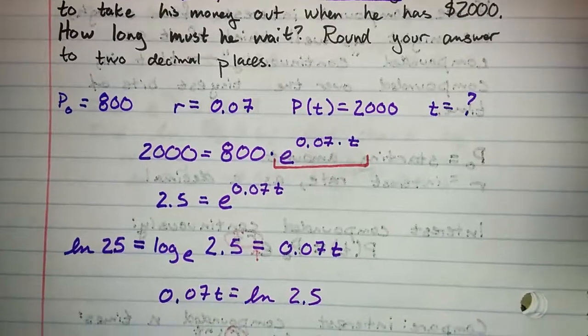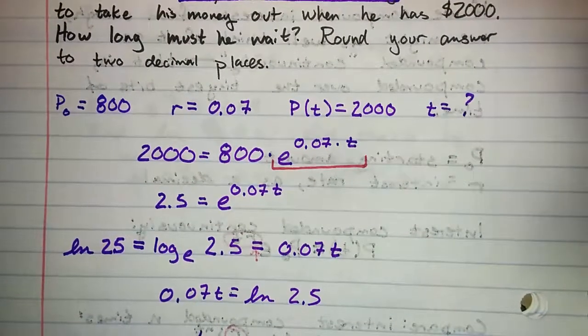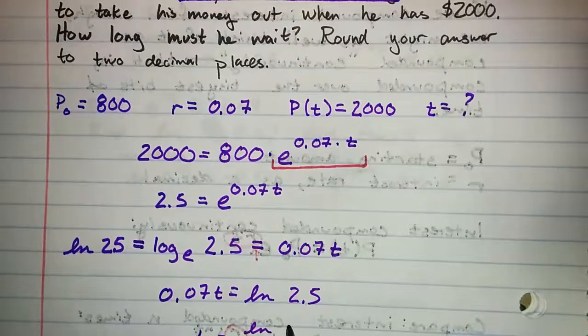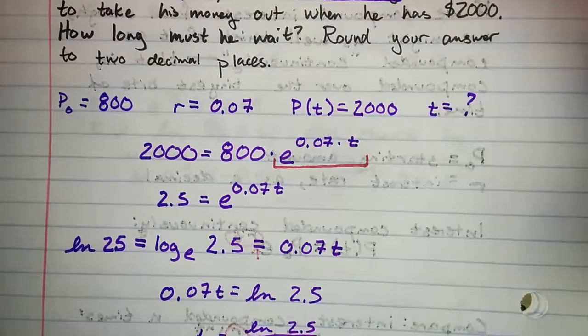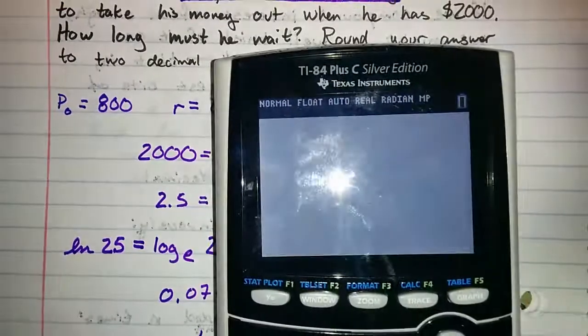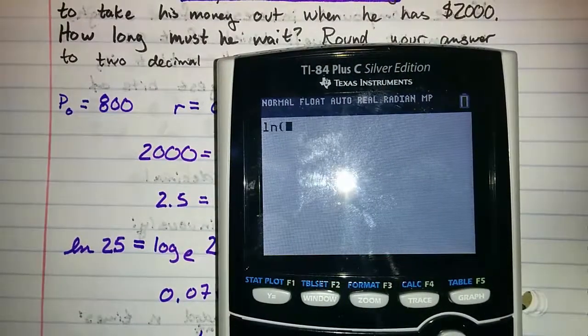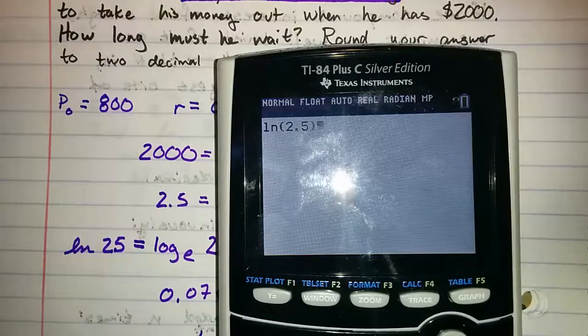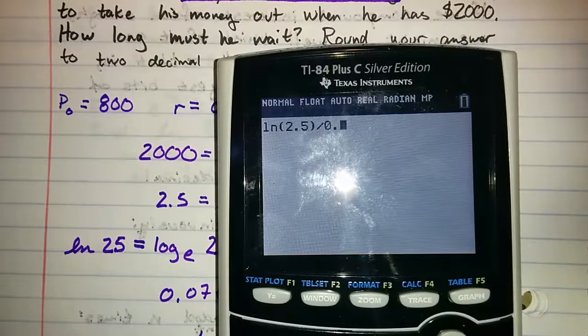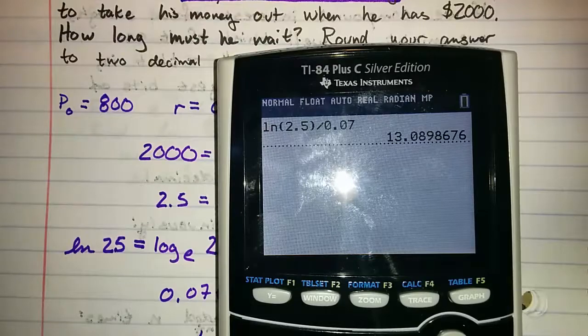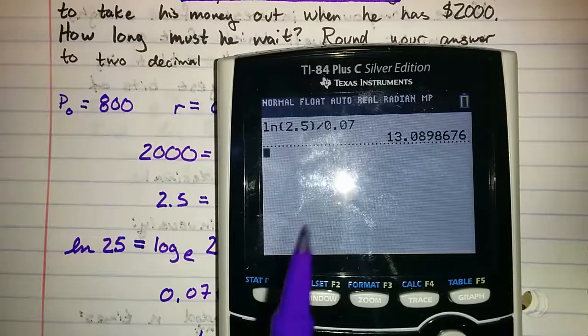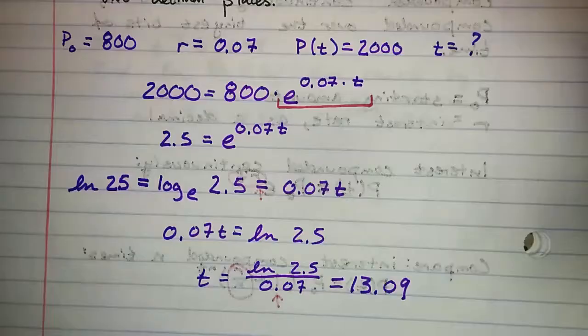I'm just going to divide both sides by 0.07, and I'll get t is the natural log of 2.5 divided by 0.07. No need to screw around on the calculator. I definitely have a natural log button. Natural log of 2.5 divided by 0.07. To 2 decimal places, that's 13.09 years. Eric has to wait 13.09 years.